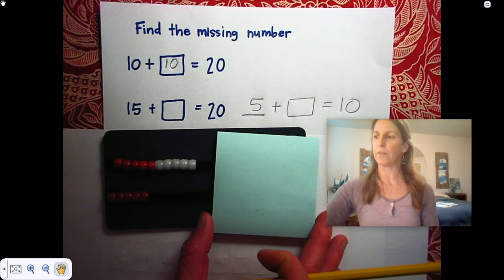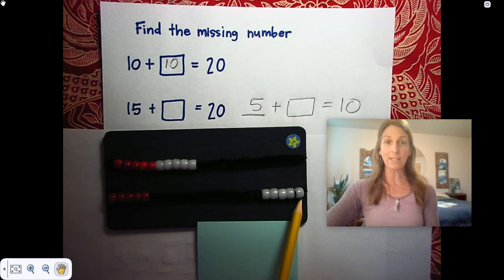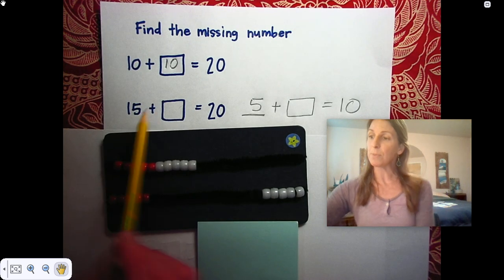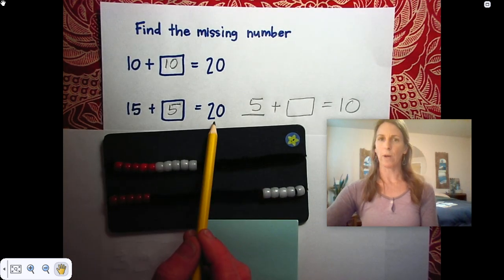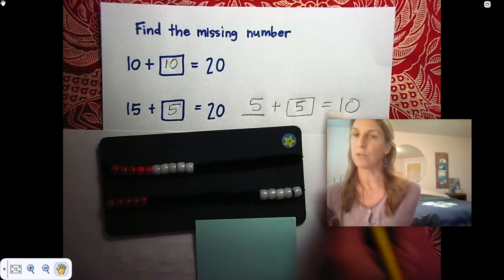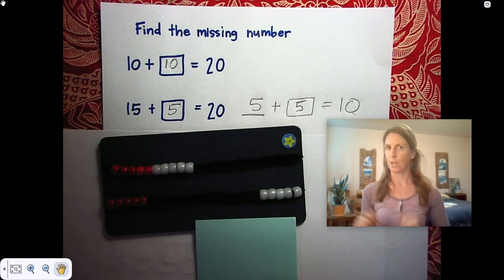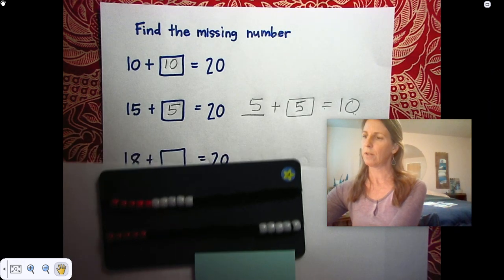How many are under there? Boom, there's 5 beads. There they are. 15 plus 5 equals 20. And hey, guess what? Just like 5 plus 5 equaled 10. Okay, next one. Scooch it down.